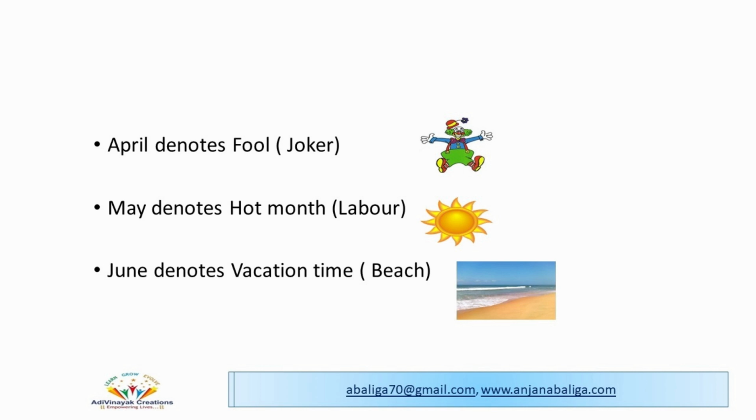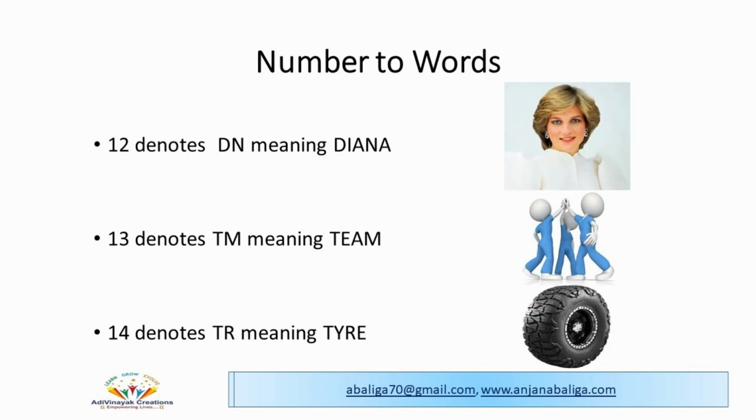In May it is very hot, so you can take it as the labor month, or the sun is very bright, so sun can be for May. And a fool can be denoted for the April month, as 1st of April is celebrated as Fool's Day. Now T and M gives team, and 1 and 2 becomes D and N, Diana, and 1 and 4 becomes tire. We will discuss later how we can remember the other dates. Now let's take 1 and 3, which is team, and see how we are going to link the team with your friend and the month June.